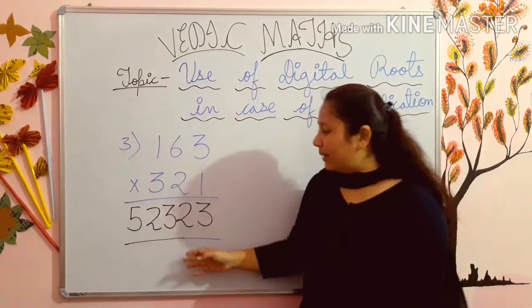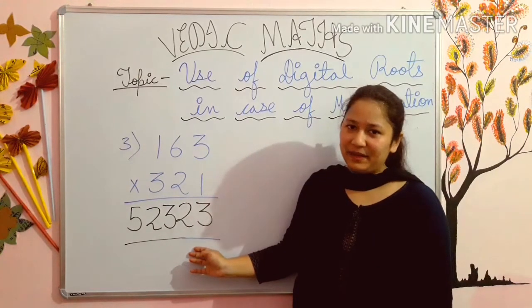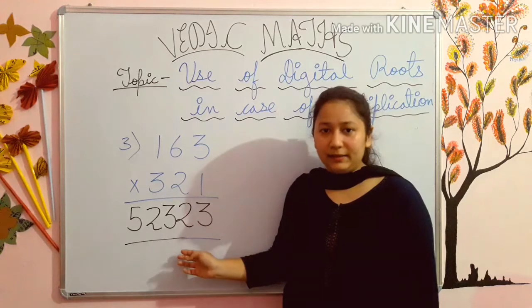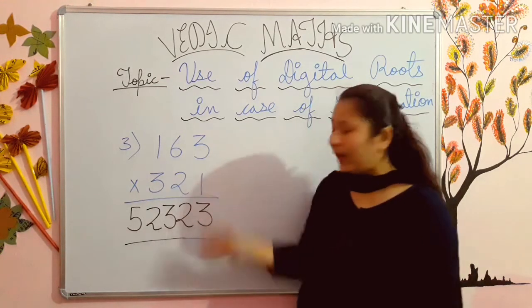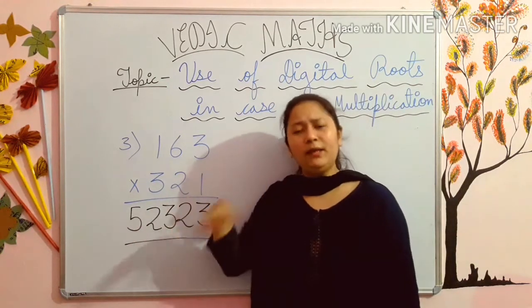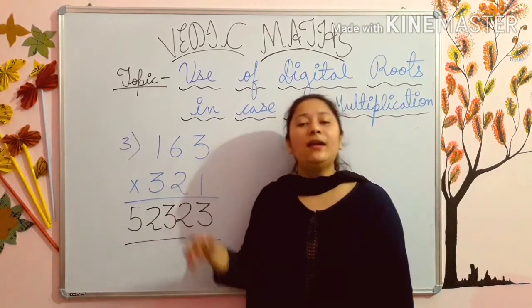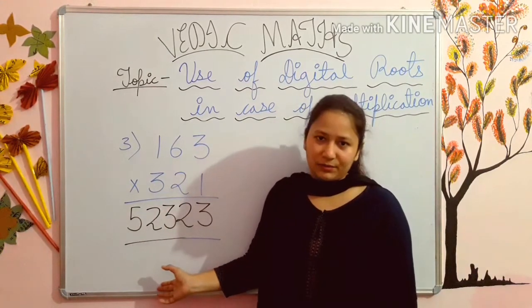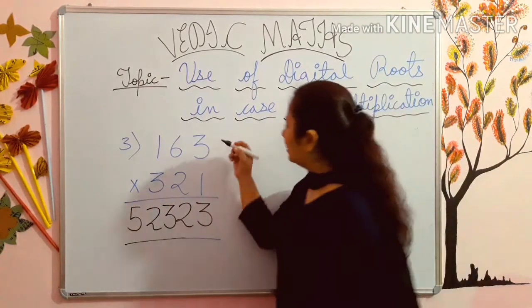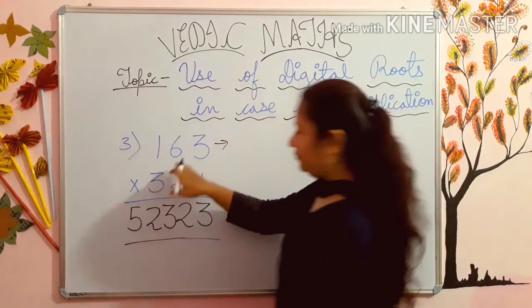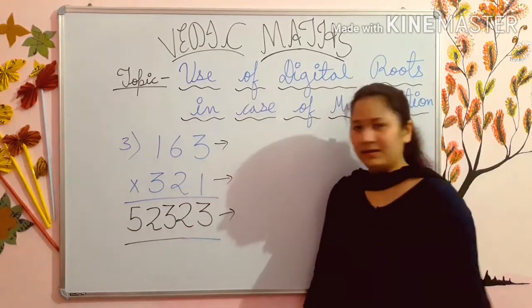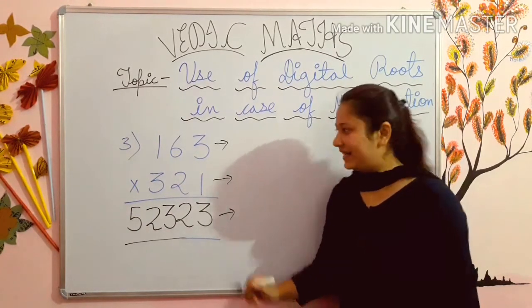See, practice makes the man perfect. If you practice this method again and again, you can easily multiply any lengthy multiplication sum orally. And it will help you a lot in your regular mathematics also. So now students, just find out the digital root of this number, then this and then this. Is it fine? Very nice.